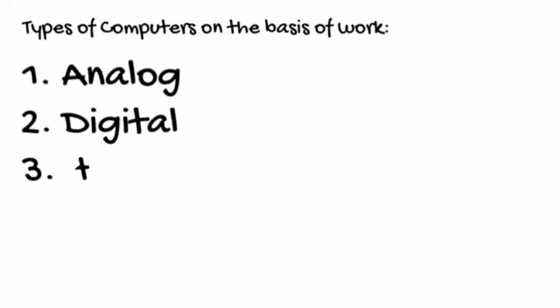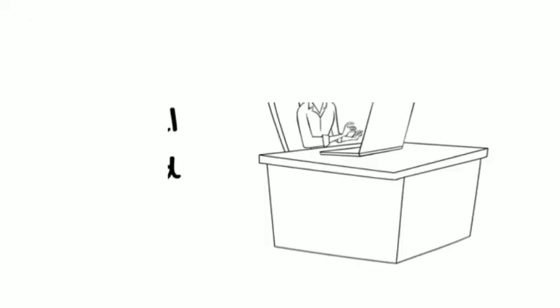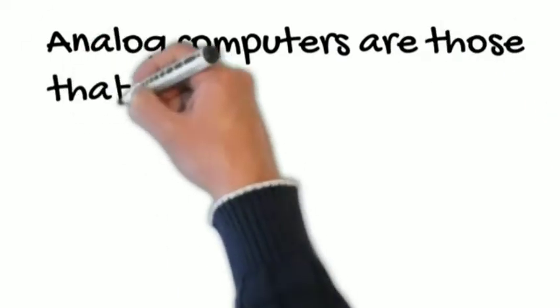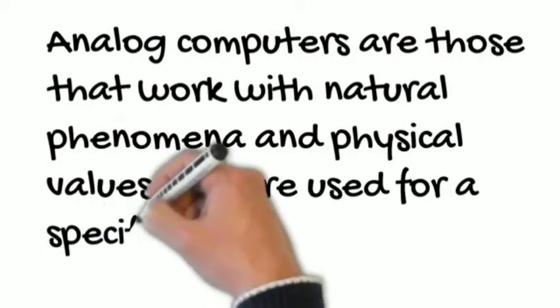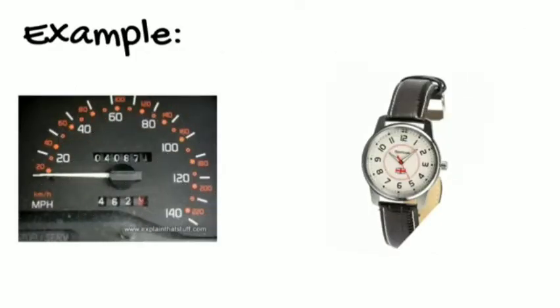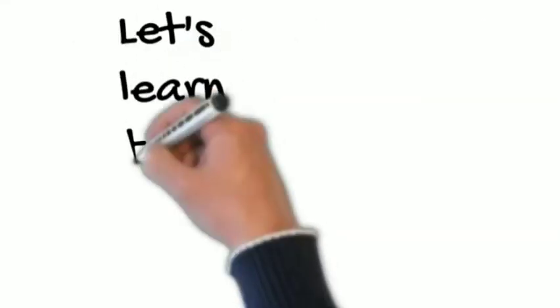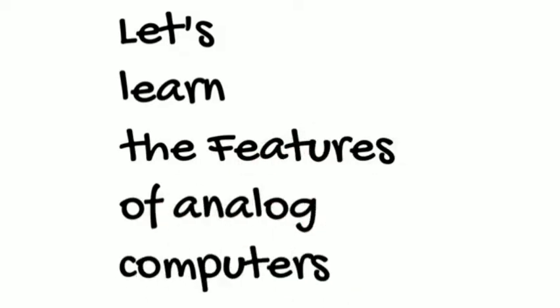On the basis of how they work, computers are classified into three types: analog, digital, and hybrid computers. Analog computers are those that work with natural phenomena and physical values and are used for a specific purpose. Example: speedometers in cars, wristwatch. Let's learn the features of analog computers.